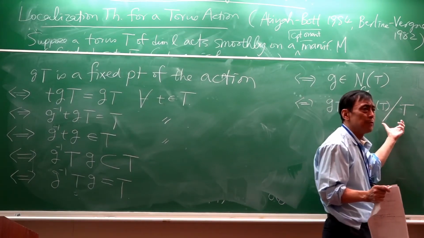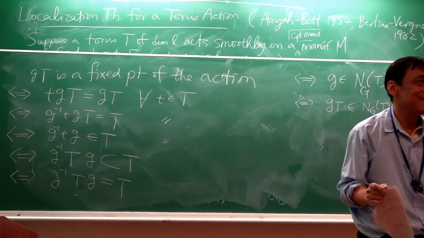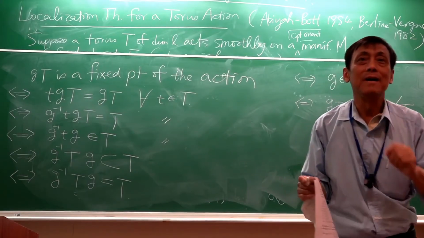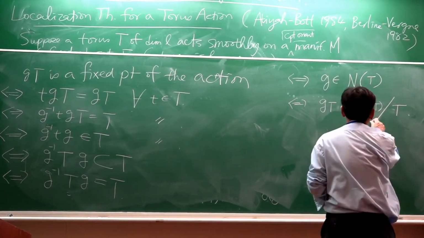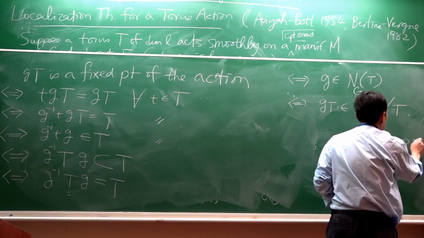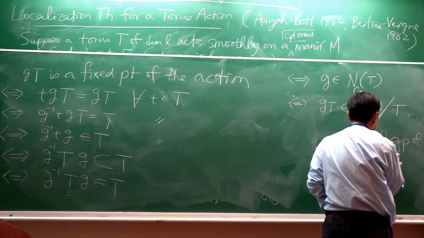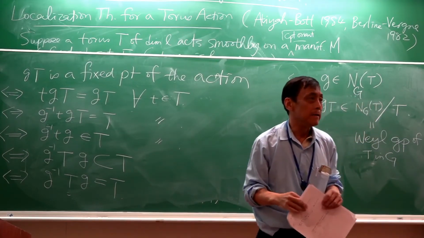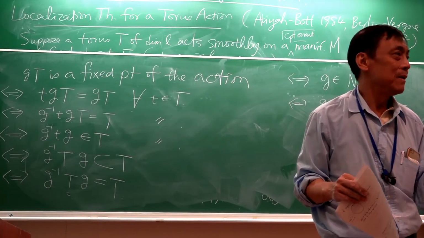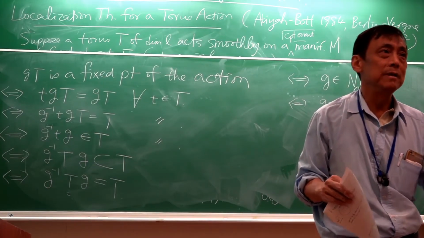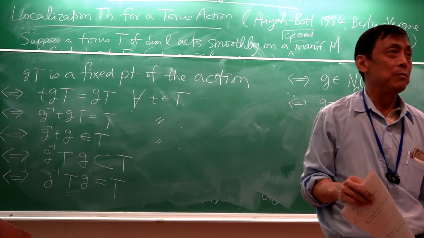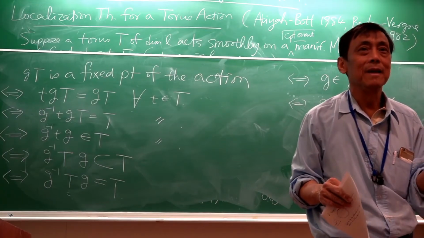Do you know what this group is called? Like if you have studied Lie groups, you have seen this. It's called the Weyl group. Okay, so this is the Weyl group of T in G. Okay? And what do you know about the Weyl group? G is a compact Lie group, T is a maximal torus. Then you have the Weyl group. And what kind of group is it?